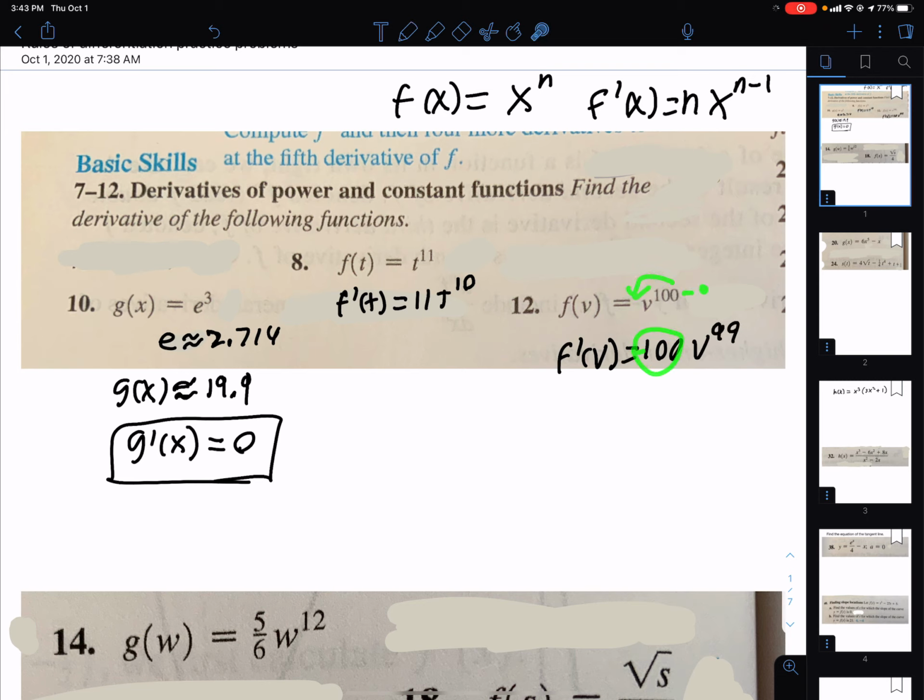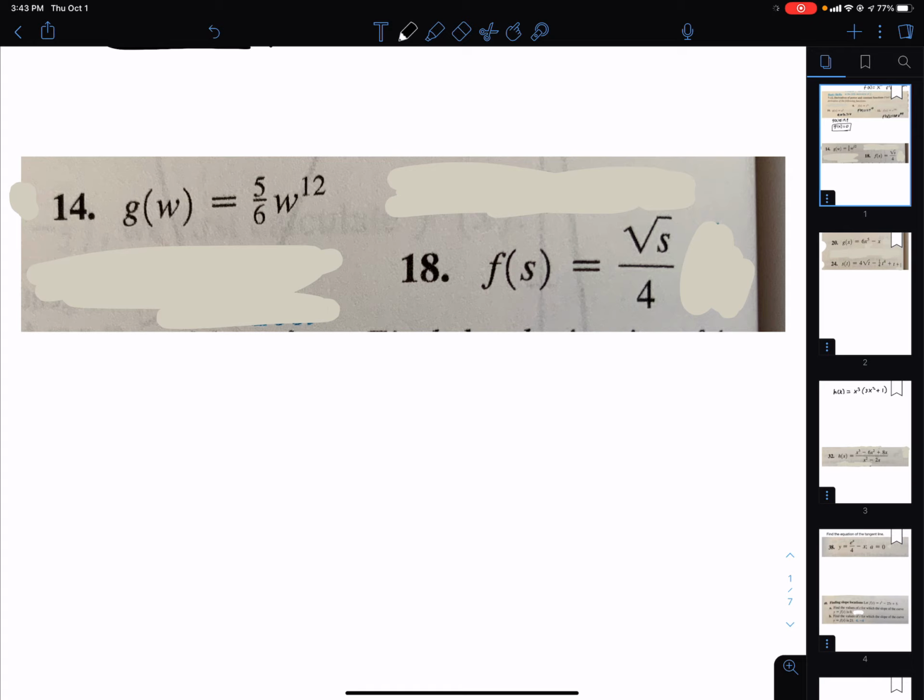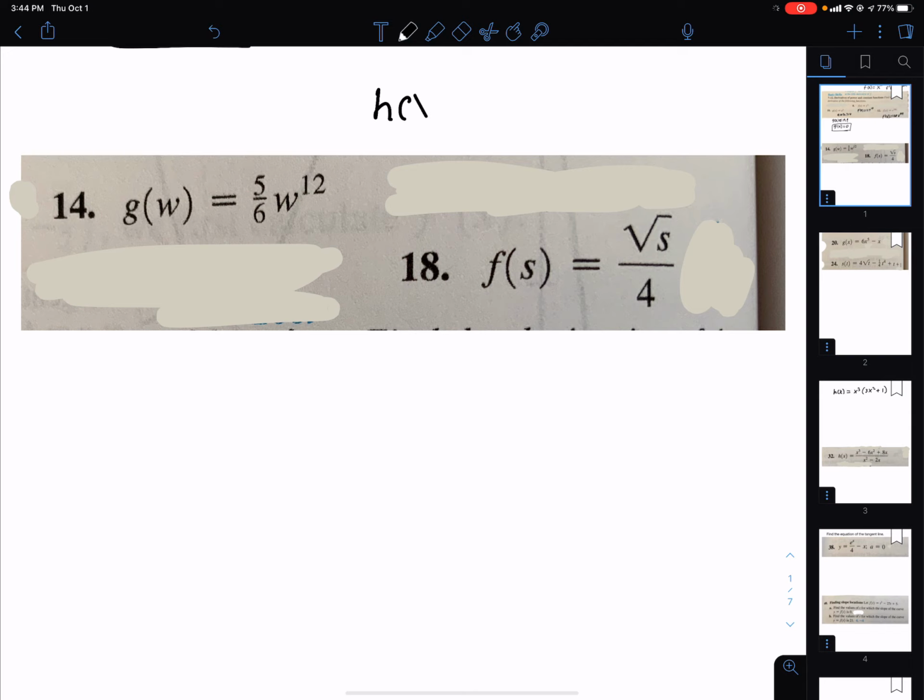What's going on in this next section? This section is the constant multiple rule. So what did this say? If you had a function, we'll call it h of x, and that's a constant times a function f of x, and you want the derivative of the whole thing, well, you learned you can pull the constant out in front and then take the derivative of the function separately and then multiply it to your constant.